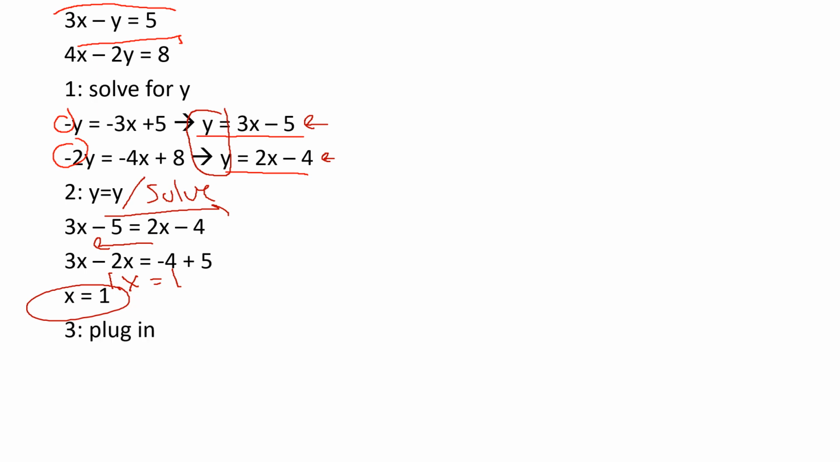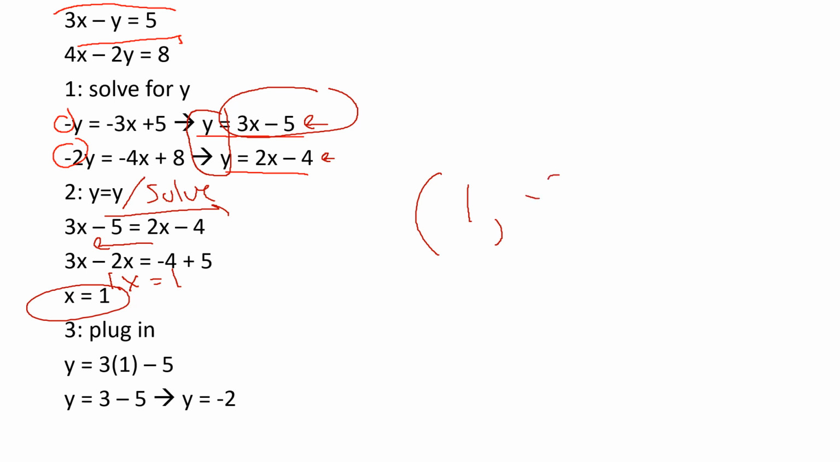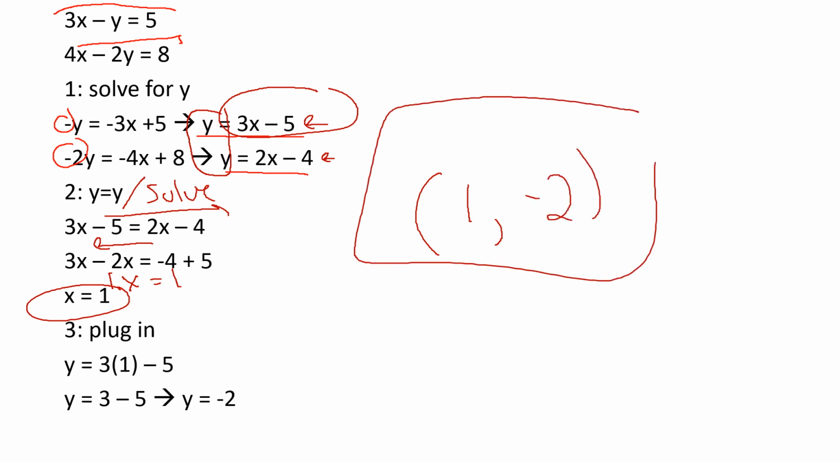Step 3, or step next, plug that value back into one of the equations and solve. Now we can pick either equation we want to use. I used this equation, plugged in the x value, and then solved it. 3 times 1 is 3. 3 minus 5 is -2. Now remember, we are looking for the point of intersection. So it's x, y, and this is the format for your answers.